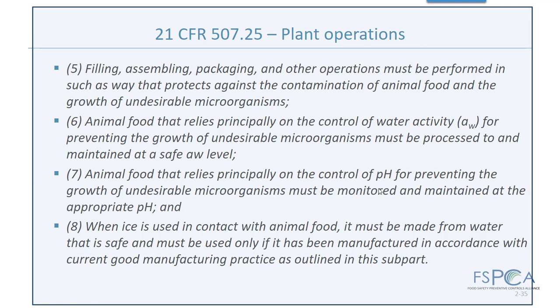Animal food that relies principally on the control of pH for preventing the growth of undesirable microorganisms must be monitored and maintained at the appropriate pH. And when ice is used in contact with animal food, it must be made from water that is safe and must be used only if it has been manufactured in accordance with current good manufacturing practice as outlined in this subpart.